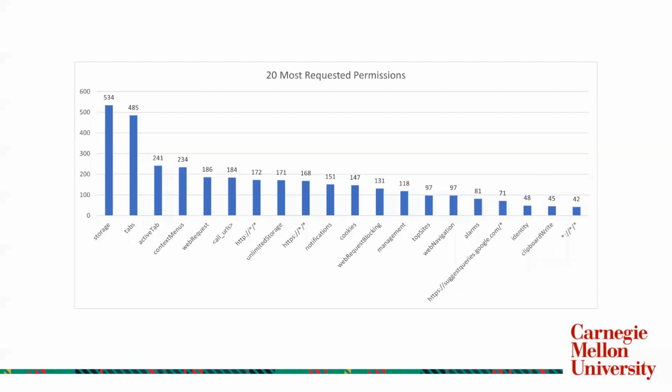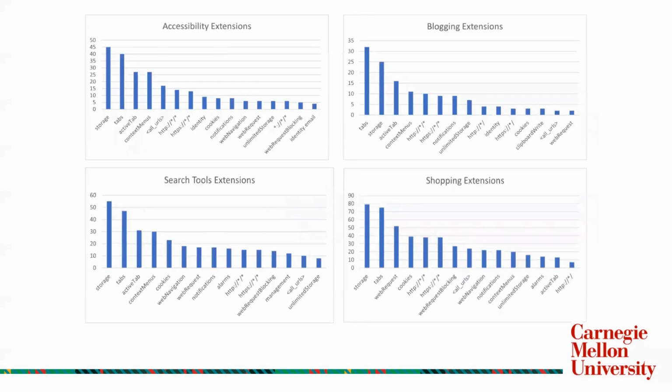So these were the top 20 most requested permissions out of the whole set that we had created. Storage is the top requested one, and tabs is a close second. Then we break down into each individual category, and we can again see that storage is almost always the most used permission, and tabs is a close second.